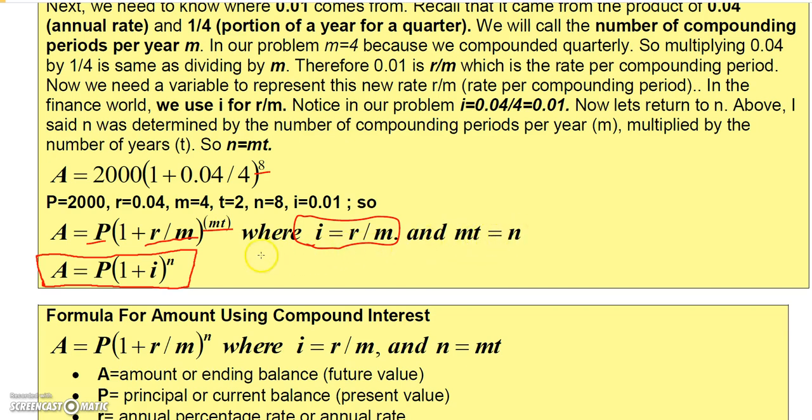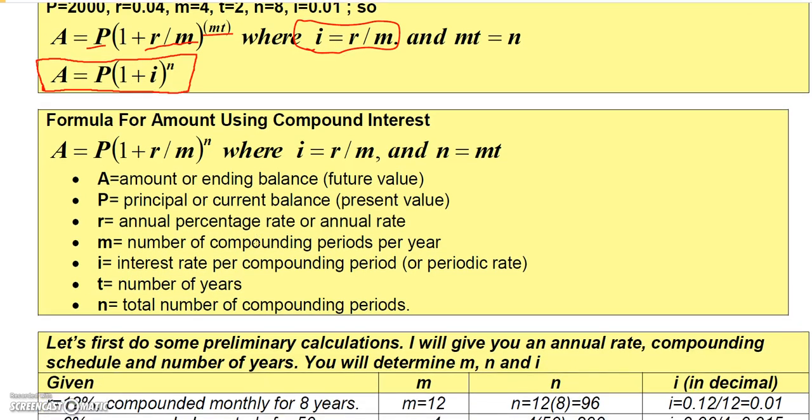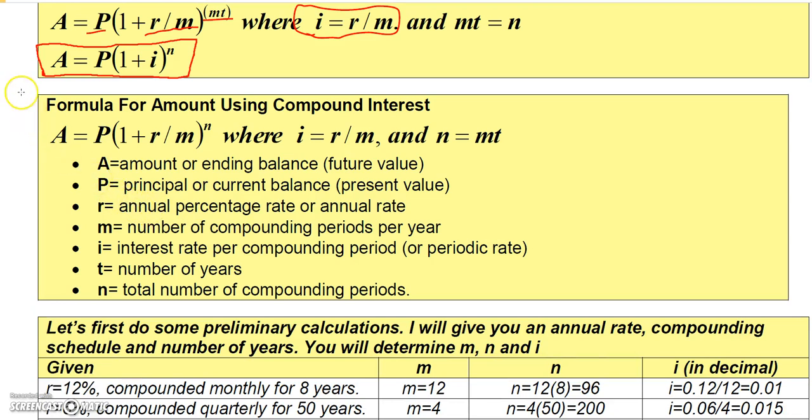All right, I'm going to wrap this video up by finishing with the formula. The formula for finding the amount when you have compound interest is that the amount, or the future value, is the principal times 1 plus R over M raised to the N. You can also just call this I. R over M and I are the same thing.